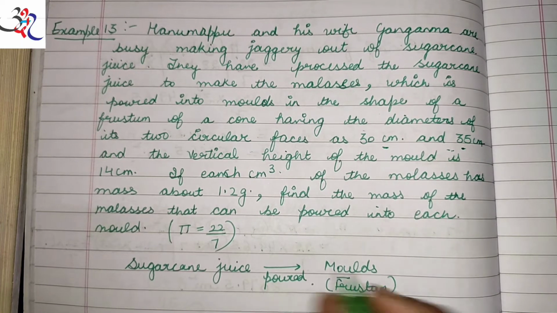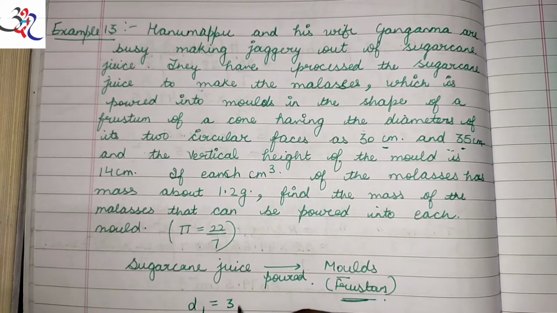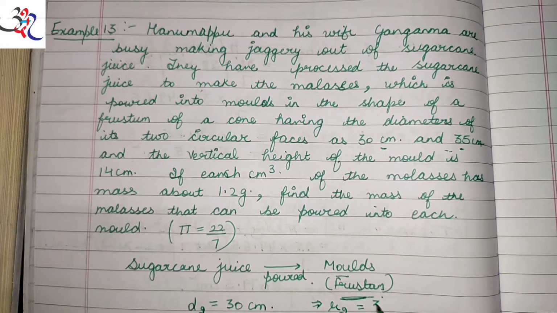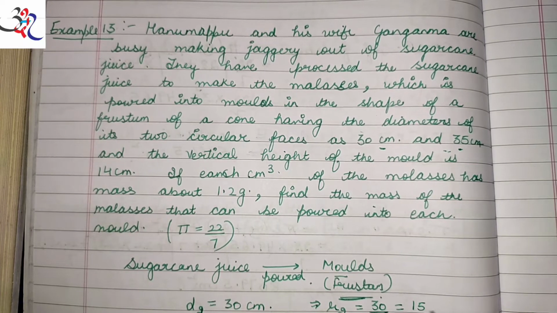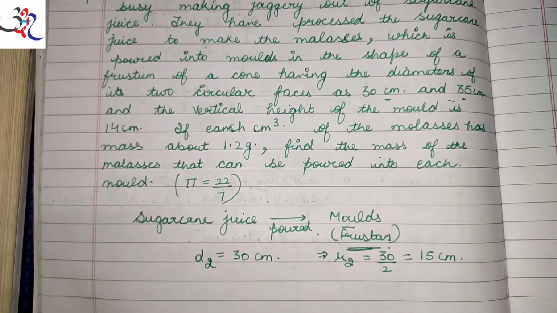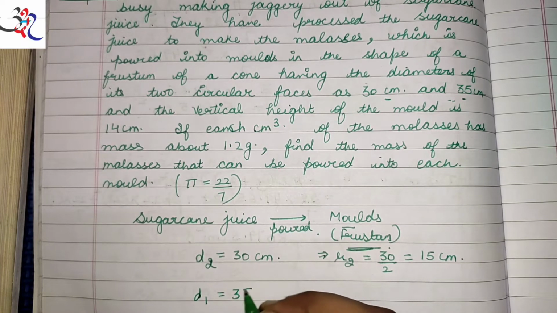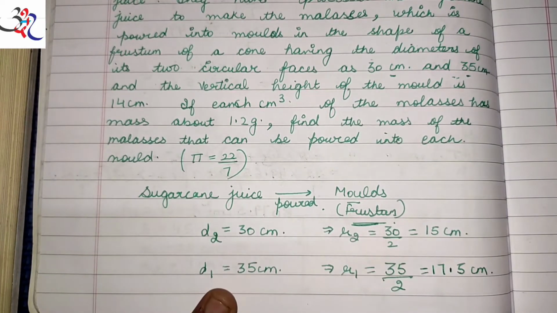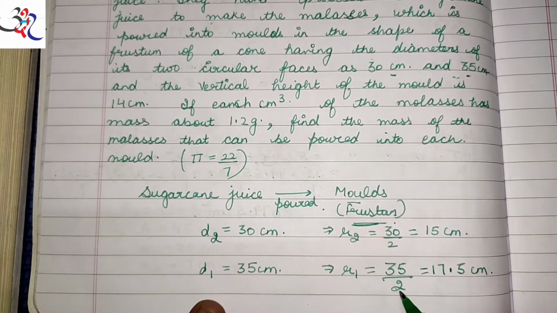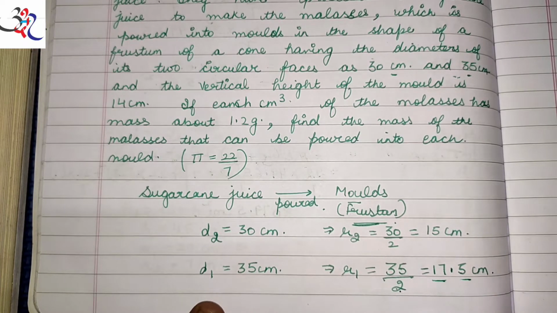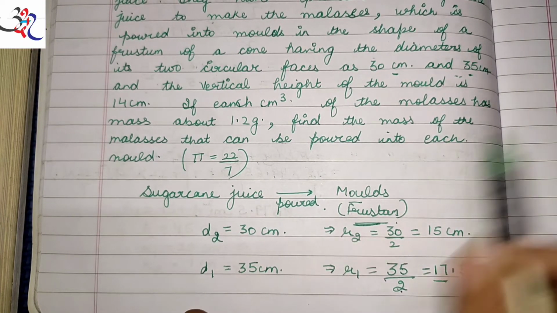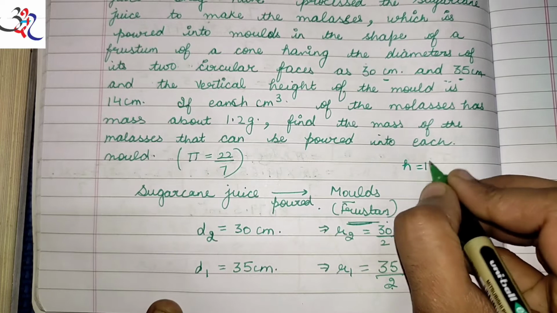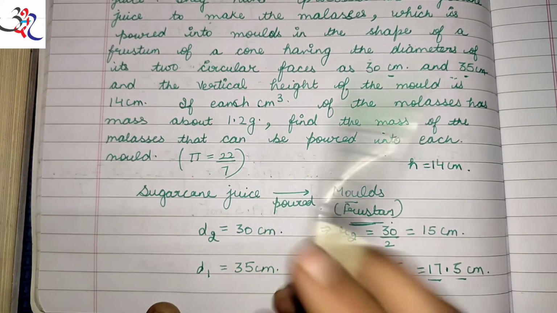and 35 centimeter. So what is given to us? D2 is equal to 30 centimeter because the smaller one is our D2. So the radius will be 30 by 2, which is equal to 15 centimeter. Similarly, D1 is given to us equal to 35 centimeter. So my R1 will be equal to 35 by 2 centimeter, which is equal to 17.5 centimeter. And the vertical height of the mold is 14 centimeter. So what is given to us? Height of the mold frustum is 14 centimeter.